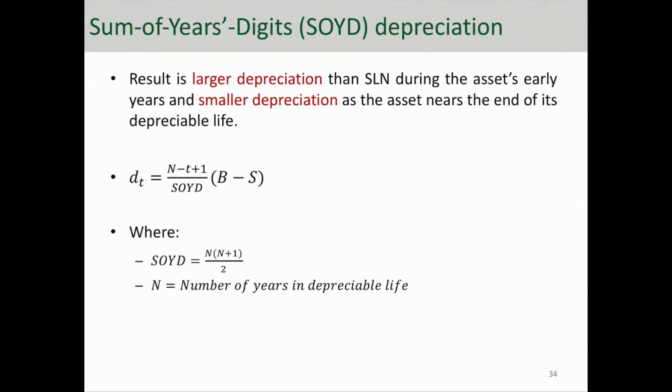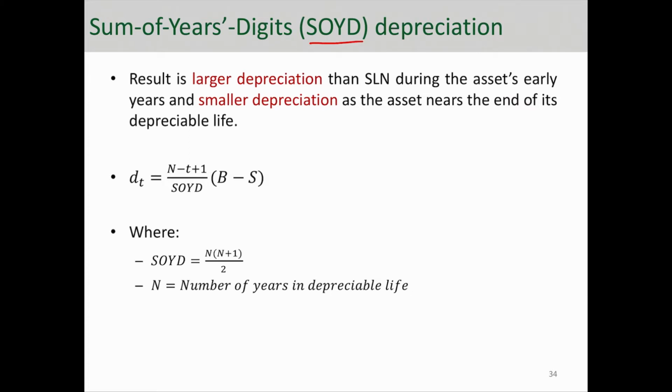In this video, we're going to talk about the sum of years digits depreciation method, or SOYD. This method results in larger depreciation than a straight line during the asset's early years, but smaller depreciation as the asset nears the end of its depreciable life.